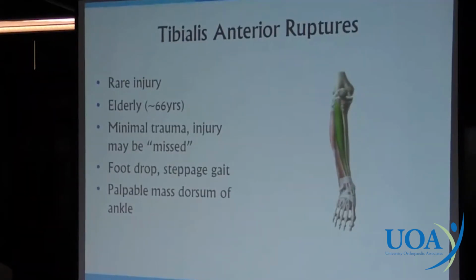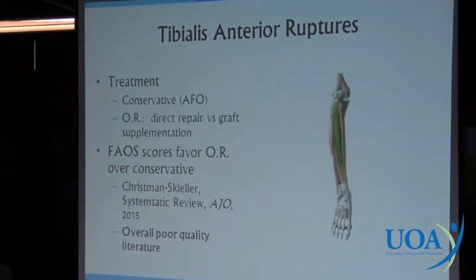So if you can recognize this, you can treat it with sometimes just the right ankle brace. Elderly patient may not want to undergo surgery for this. But some studies have shown, including a systematic review, that repair probably does better than just the brace alone, although the overall literature quality is poor. But a tibialis anterior rupture can occur most commonly in the elderly.